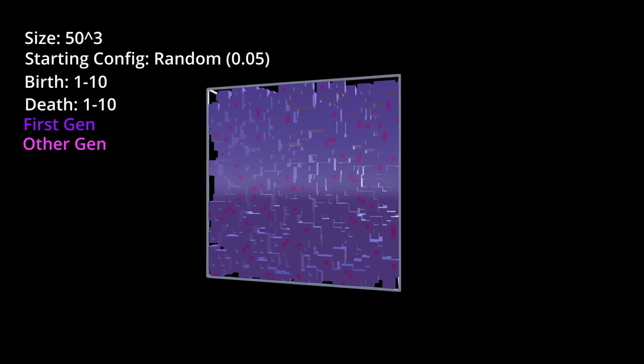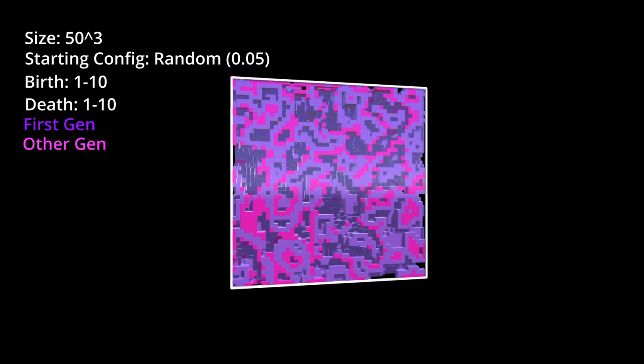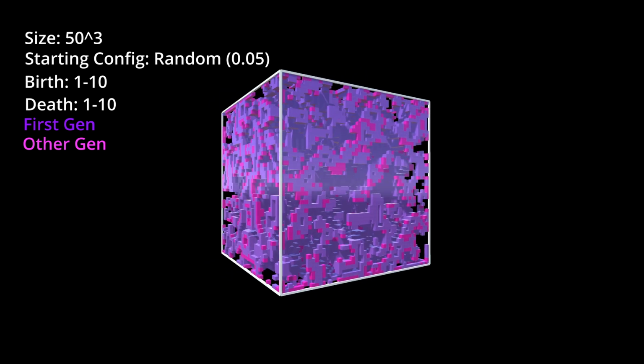Now we have a random starting configuration. 0.05 of the total amount of cells are alive.